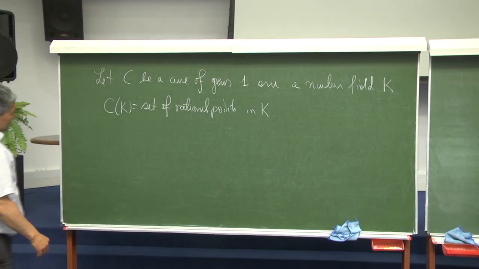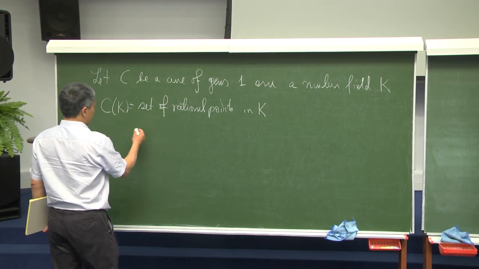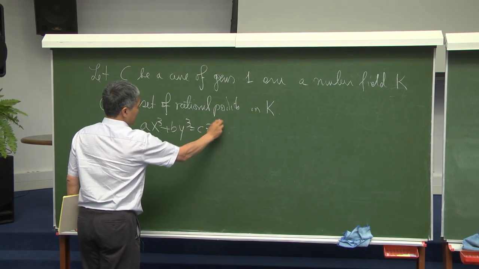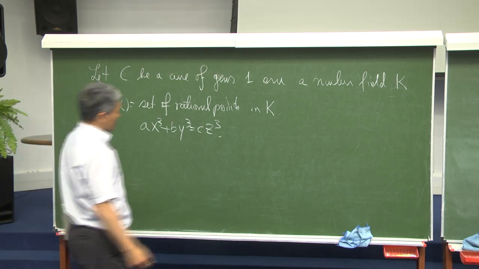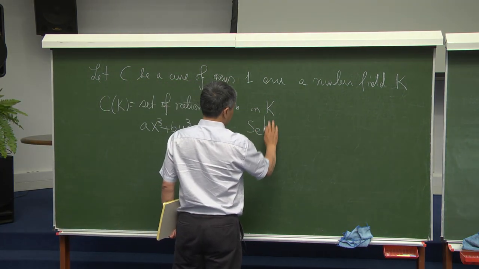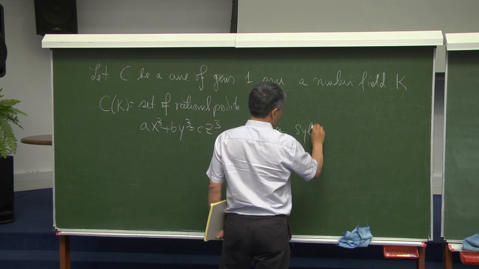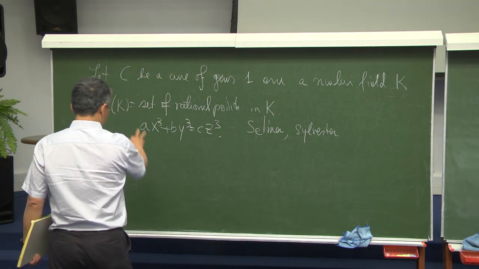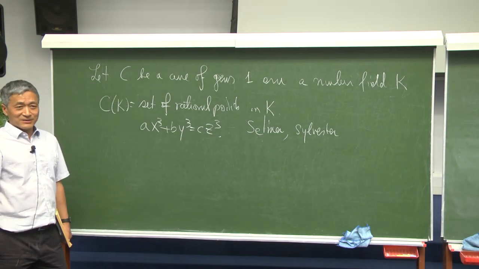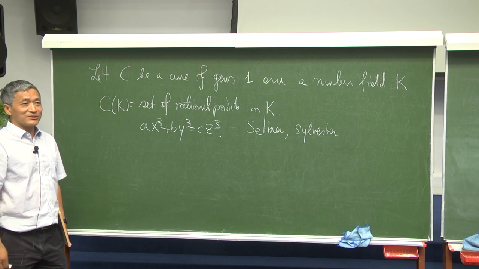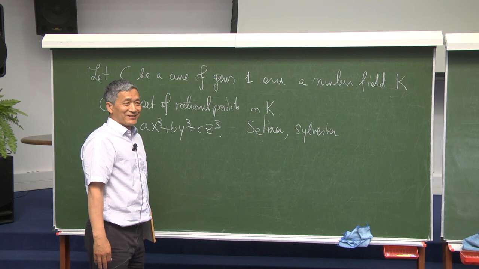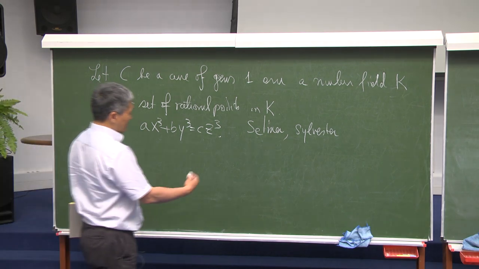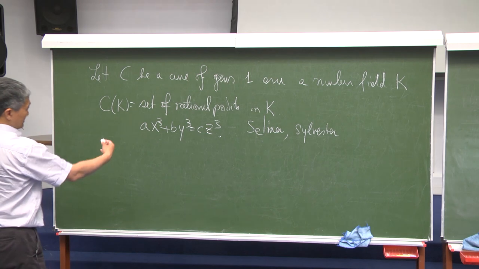For example, the typical case is a cubic curve over Q, really intensively studied by Selmer and Sylvester. This is probably the simplest equation you want to study. When a, b, c are all 1, that is a special case of the Fermat last theorem. But for general a, b, c, believe it or not, even today we have no idea how to solve the problem.